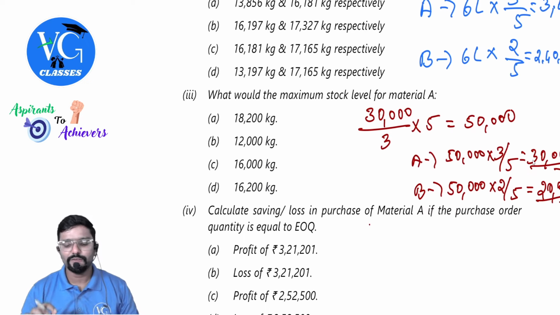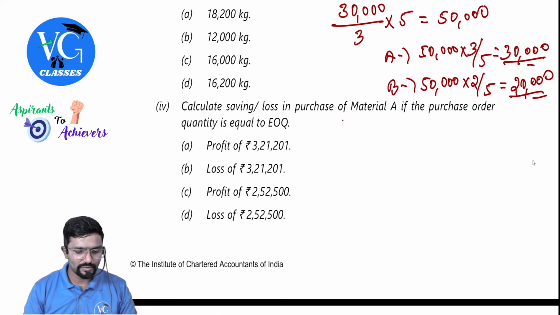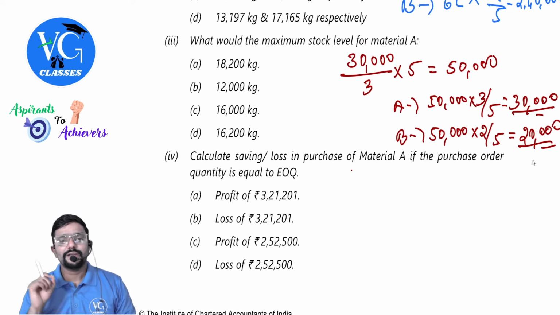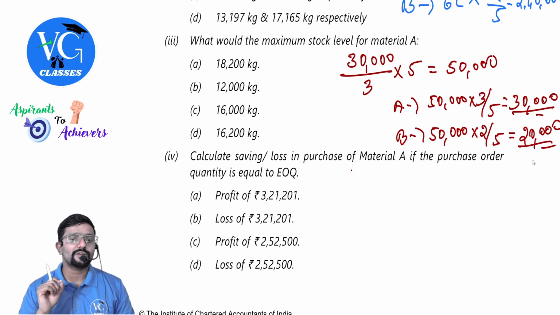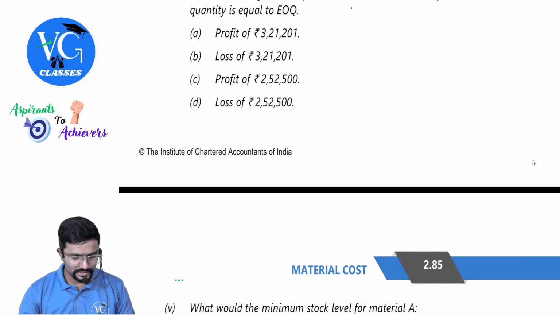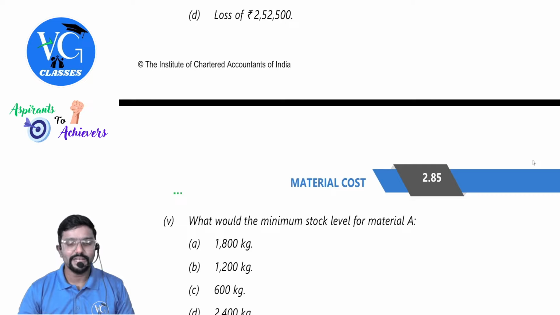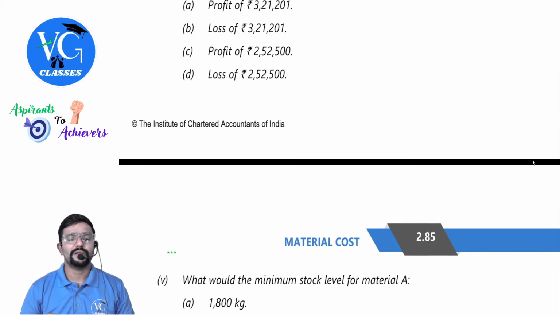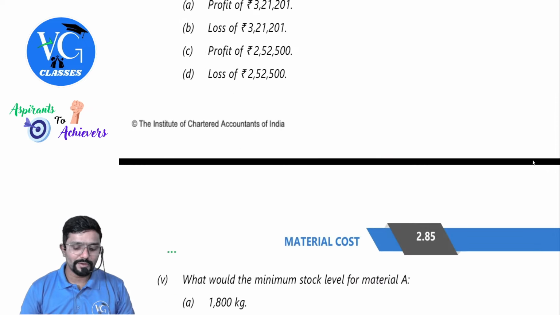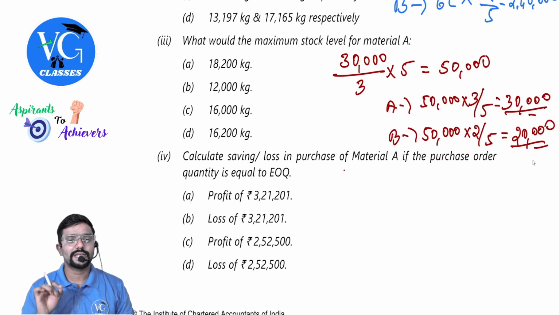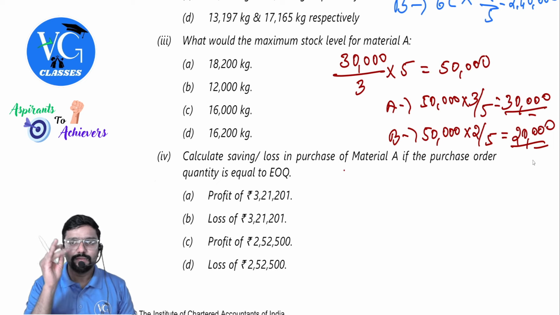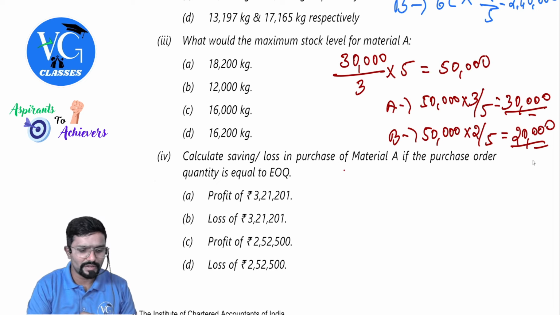What would be the maximum stock level for material A? Maximum stock level they have asked. Let me see all the requirements, guys, then I will go there. Calculate saving or loss in purchase of material A if purchase order quantity is equal to EOQ. Okay, sir. Oh, yeah, one more is there: minimum stock of material A. Of all three, we will do one by one. Maximum of A, minimum of A they have asked, and also the saving or loss in purchase of material A. Sir, everything they have asked for A only. Minimum, maximum, as well as savings or loss. We will see.